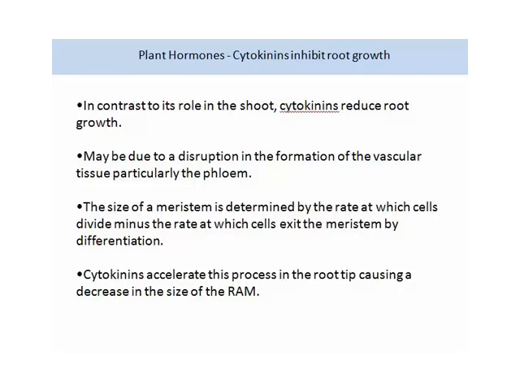Cytokinins can inhibit root growth. In contrast to its role in the shoot, cytokinins reduce root growth. This may be due to the disruption of the formation of the vascular tissue, particularly the phloem. The size of a meristem is determined by the rate at which the cells divide, minus the rate at which the cells exit the meristem by differentiation. Cytokinins accelerate this process in the root tip, causing a decrease in the size of the root apical meristem.